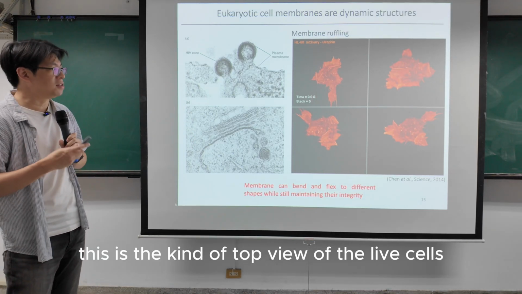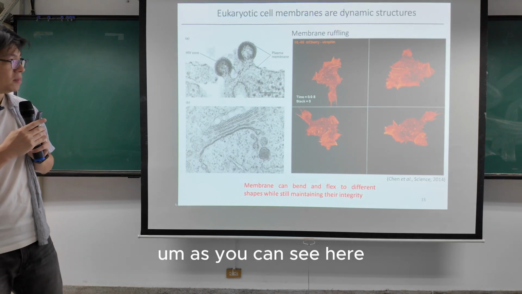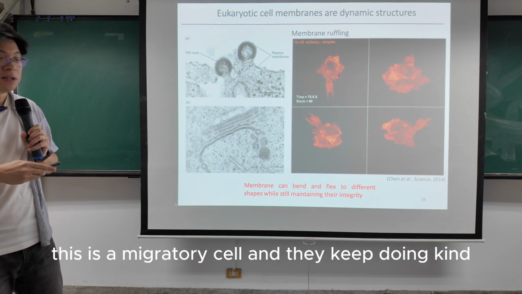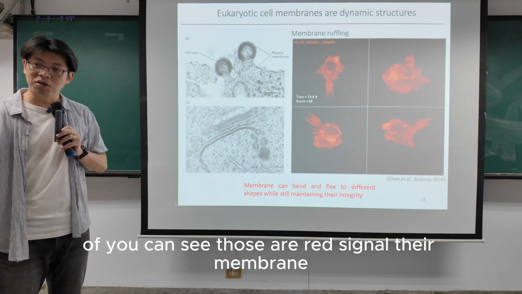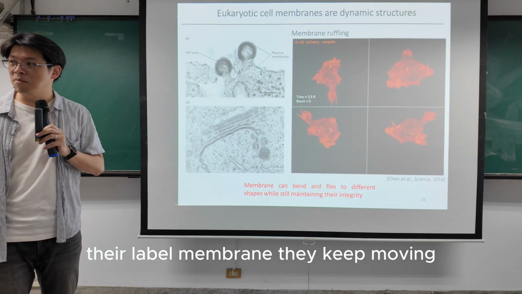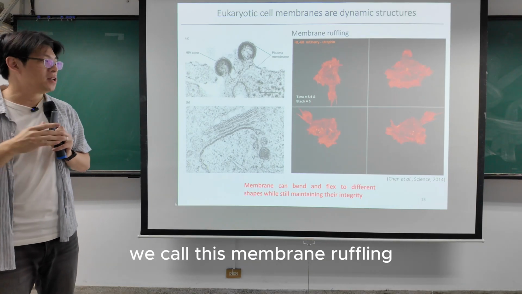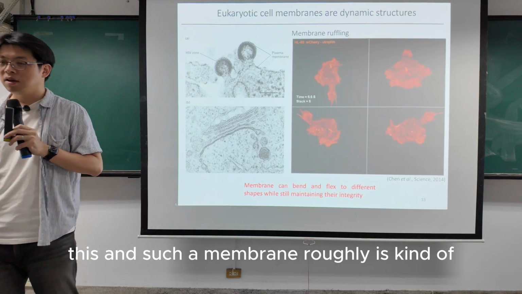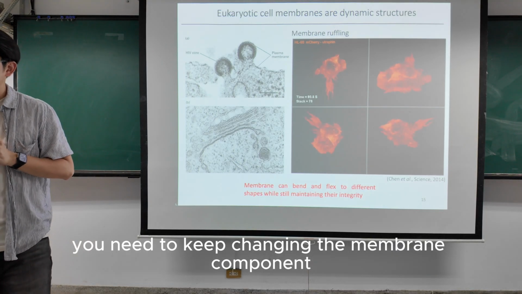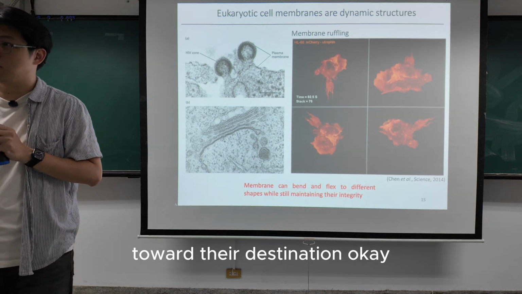This is a top view of live cells. As you can see, this is a migrating cell. The red signal is the labeled membrane. It keeps moving and doing a wave-like behavior. We call this membrane ruffling. Membrane ruffling requires constantly changing the membrane components, and it is an important way for cells to migrate toward their destination.